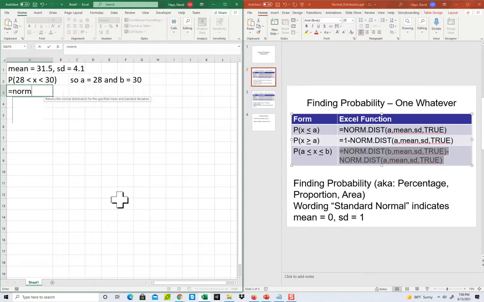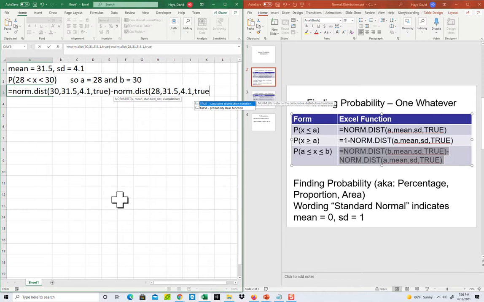So that equals norm dist B. B was 30, comma, mean 31.5, comma, standard deviation of 4.1, true, closing parentheses, minus norm dist A. A was 28, comma, mean 31.5, comma, standard deviation 4.1, and then true, and then closing parentheses.